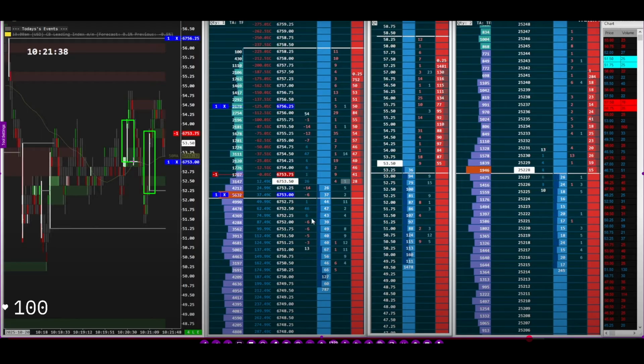ATR candle, ATR candle, ATR candle. Actually, maybe I'll delete this last one just because it's not the best case. Precedence. And I am shorting the quick pop of momentum down.